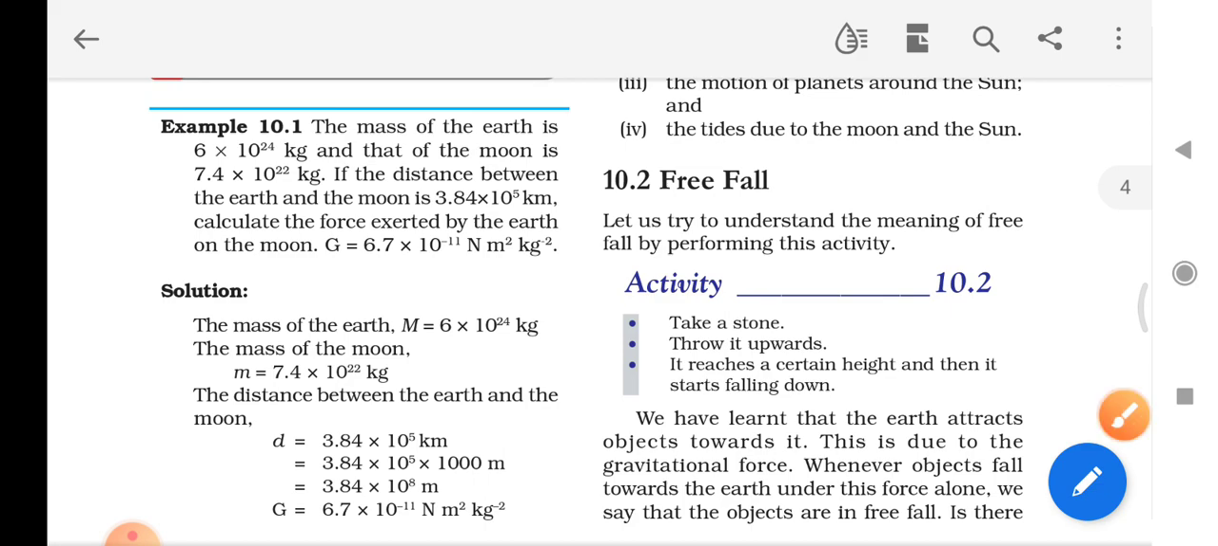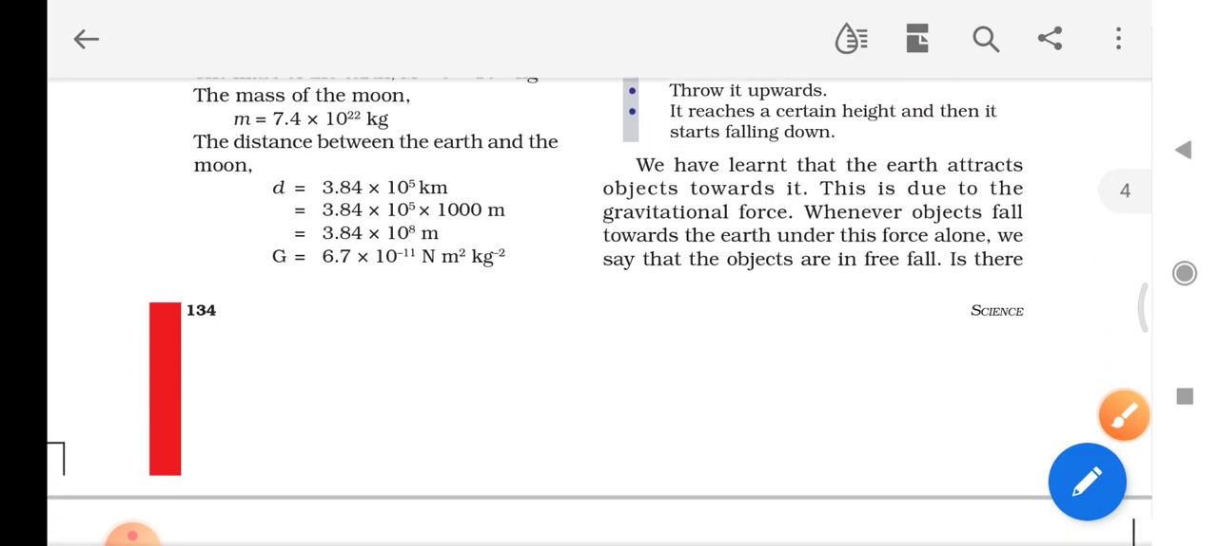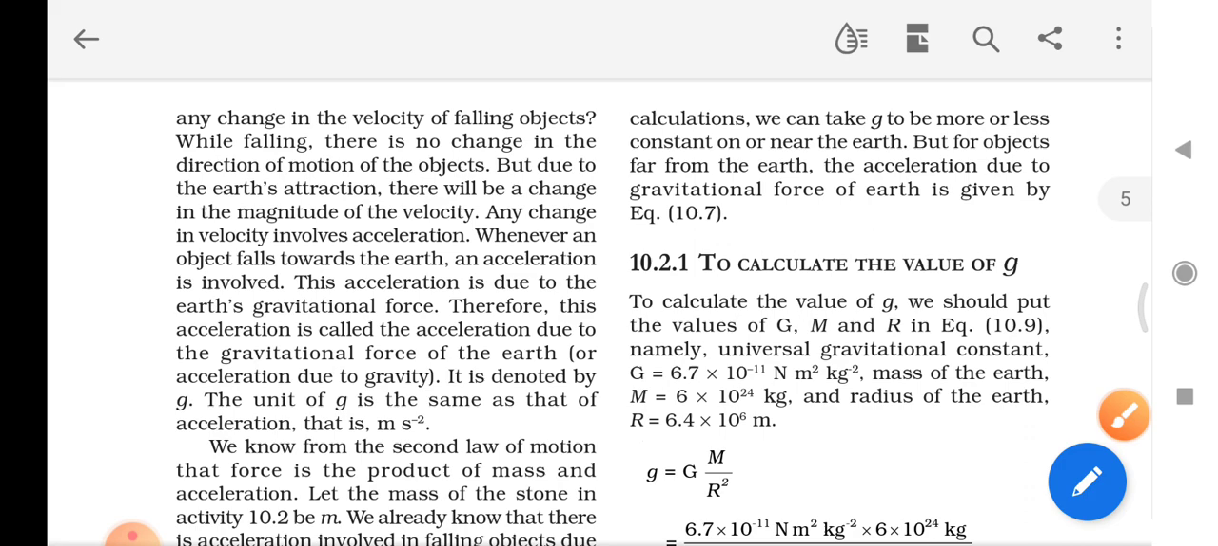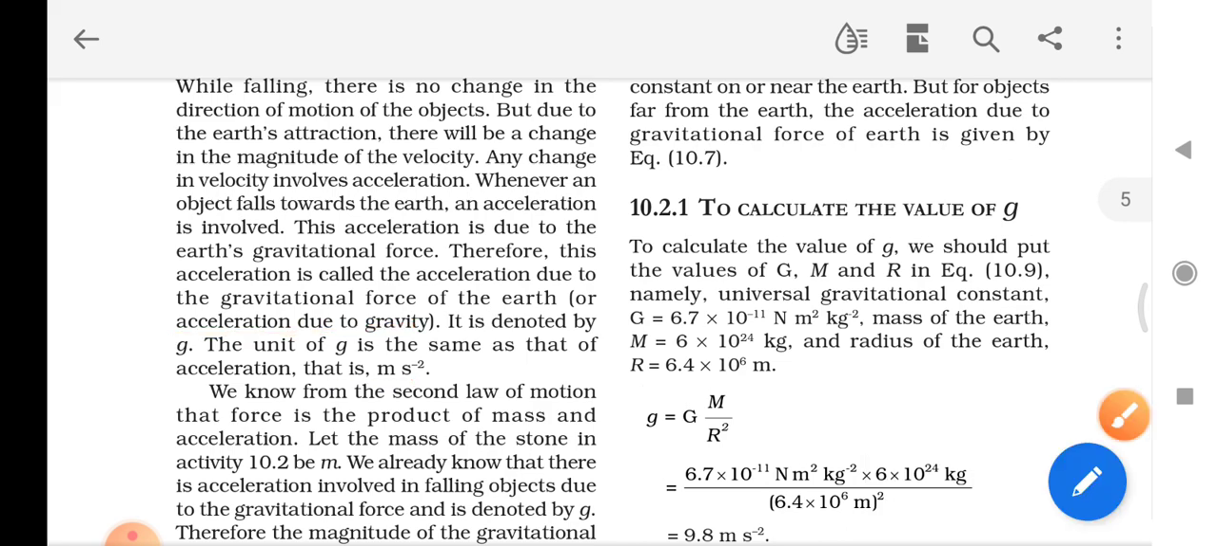Today I taught the topic 10.2, free fall, and here I explained the activity. Take a stone, throw it upward. It reaches a certain height and then starts to fall down. So this is the diagram, and I explained what is meant by acceleration due to gravity, and this is the unit of acceleration due to gravity.